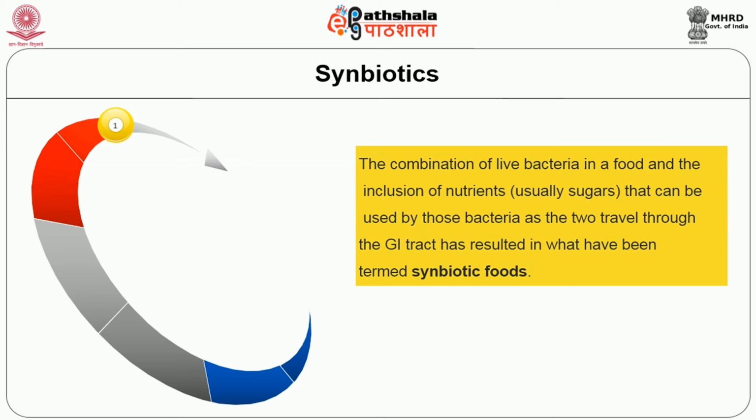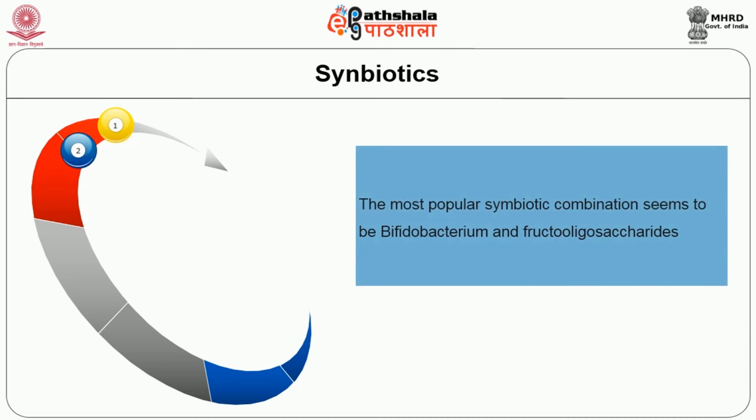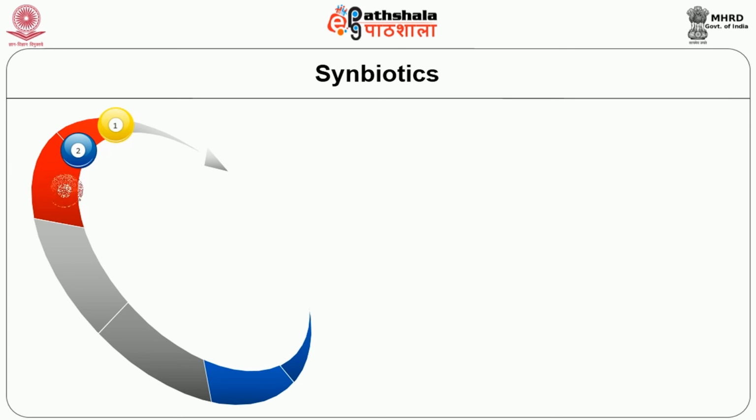You have the live microorganisms, that is the probiotics. Then you have the undigestible food, that is the prebiotics. Now both together could be in the same medium. Both the bacteria and the non-digestible food can travel together in the gastrointestinal tract, and in case both are together, then that type of food is called symbiotic food. The most popular symbiotic combination seems to be bifidobacterium and fructooligosaccharides. Fructooligosaccharides is a substrate for the growth of the bifidobacterium, and the two together are found in the same food, and therefore that is called the symbiotic food.